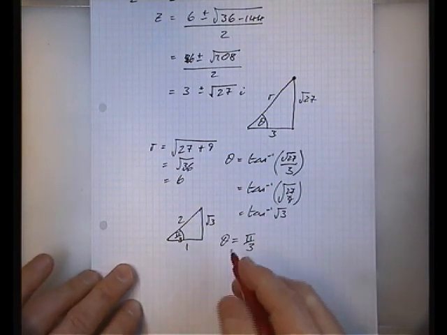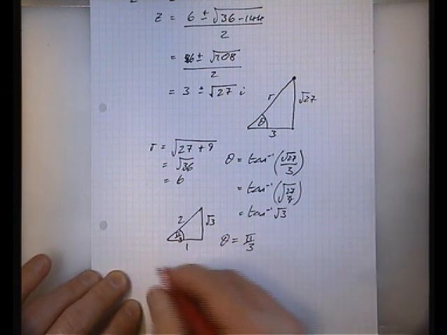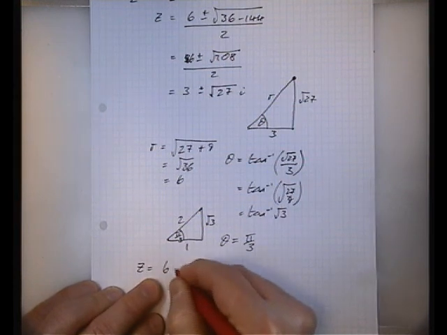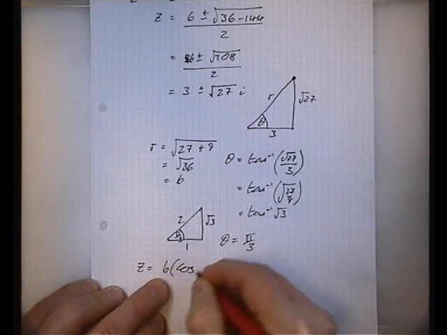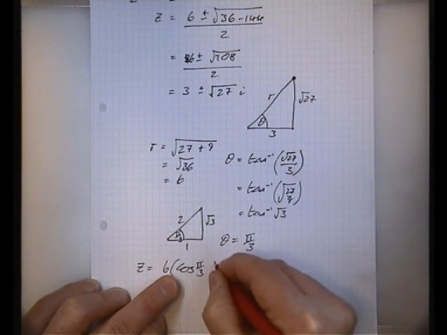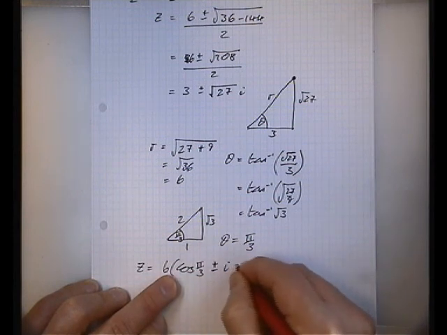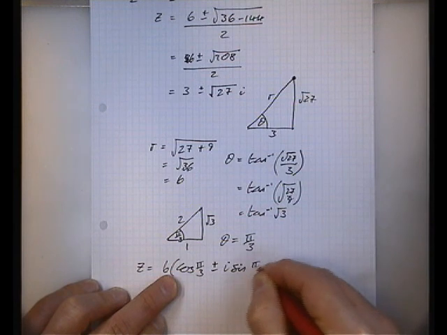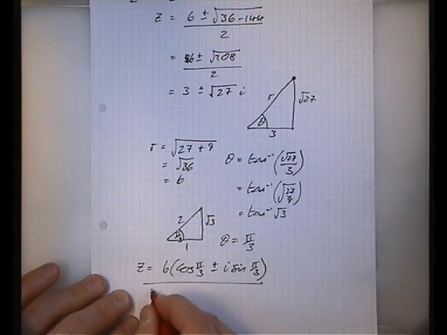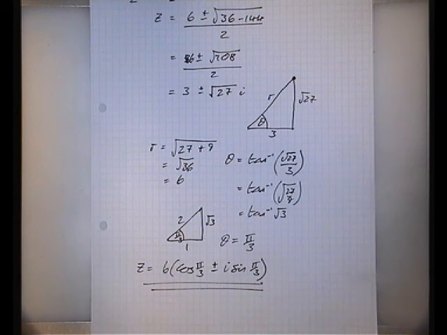which then means we can actually write out our answers as they wanted, as z is equal to 6 into cos pi by 3, and then the two roots are given as plus and minus i sine pi by 3. Complex conjugate pairs, as we'd expect. And that's the first part of that question done.